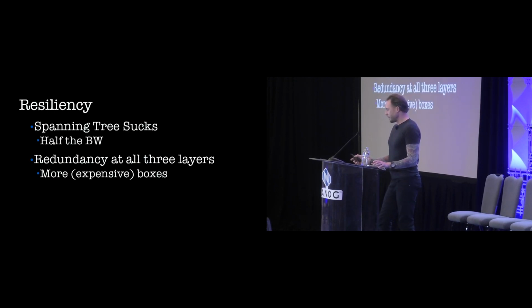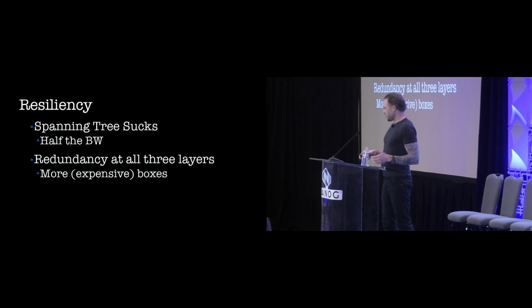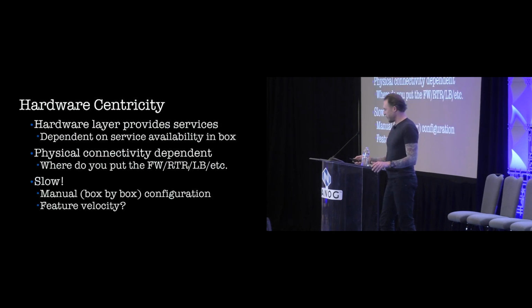So the second problem is resiliency, right? Spanning tree sucks. Blocking half your links just doesn't make any sense. And then, this plays back into that scale up versus scale out. If you want redundancy in a three-tier model, you're building in redundancy at all three layers in order to provide redundancy for the whole system, which also probably sucks because you're paying for a lot of boxes that aren't even being used because of spanning tree blocking half your bandwidth.